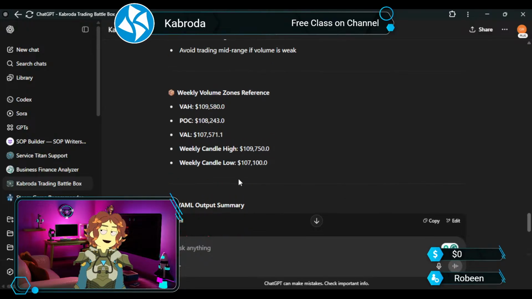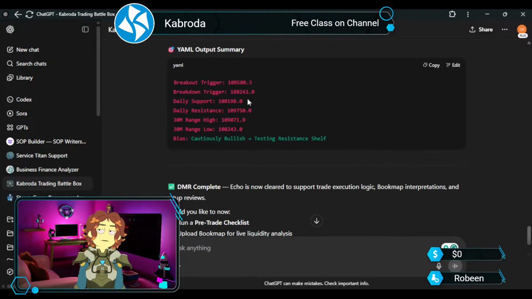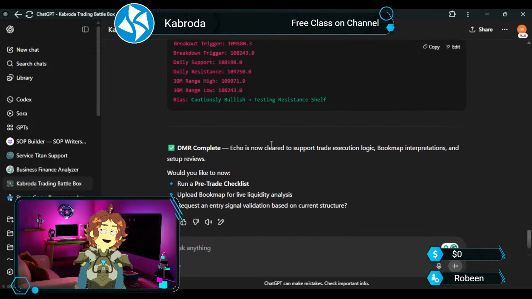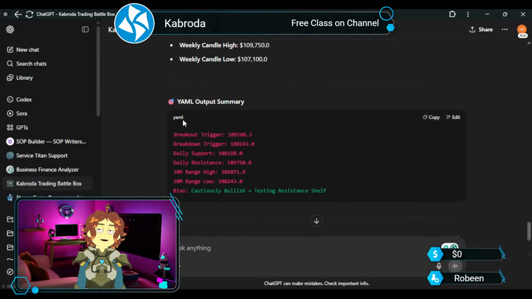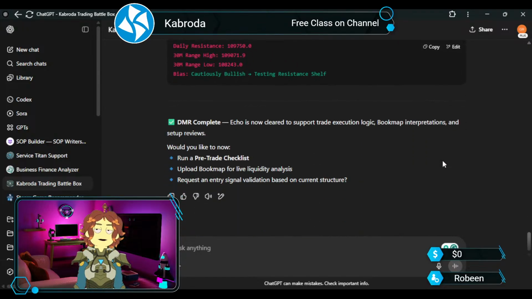We got our candle highs again. If you want to throw this into your thing, you can. I won't show that in the stream yet, but if you know what this is, you know how to use it, go ahead and throw it in if you have it. DMR is complete. Echo's now clear to support trade logic. All right, sweet. So Echo's now ready to do whatever we need as far as assessing if a trade's good to take. But for right now, it's kind of a sit back and wait and just hang out.